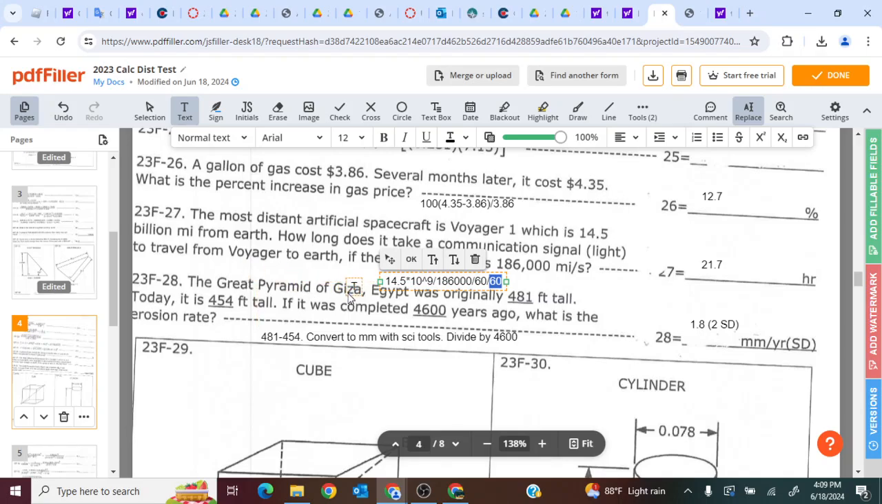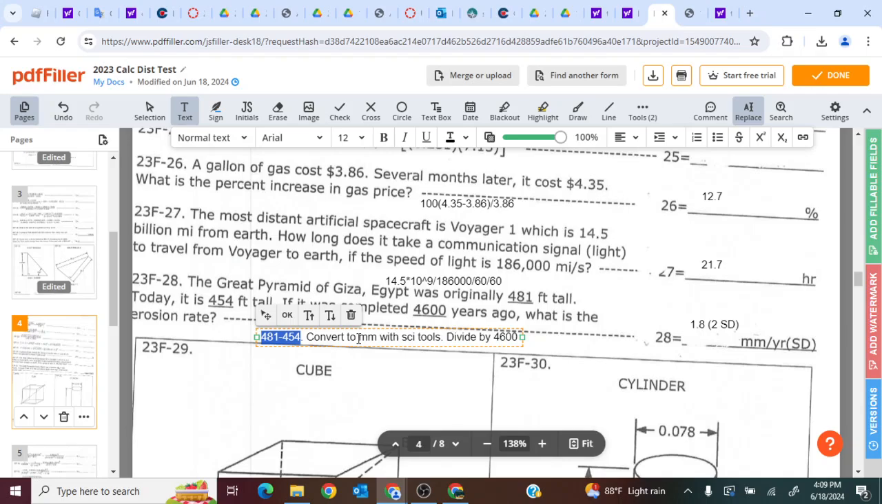28. The Great Pyramid of Giza, Egypt, was originally 480 feet tall. Today it is 454 feet tall. It was completed 4,600 years ago. What is the erosion rate? Well, first off, find the amount that has eroded in feet, which is 27, as shown here.